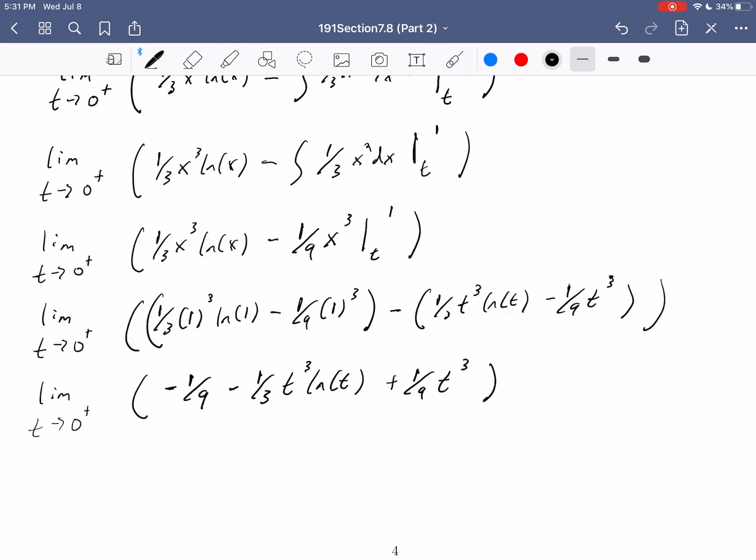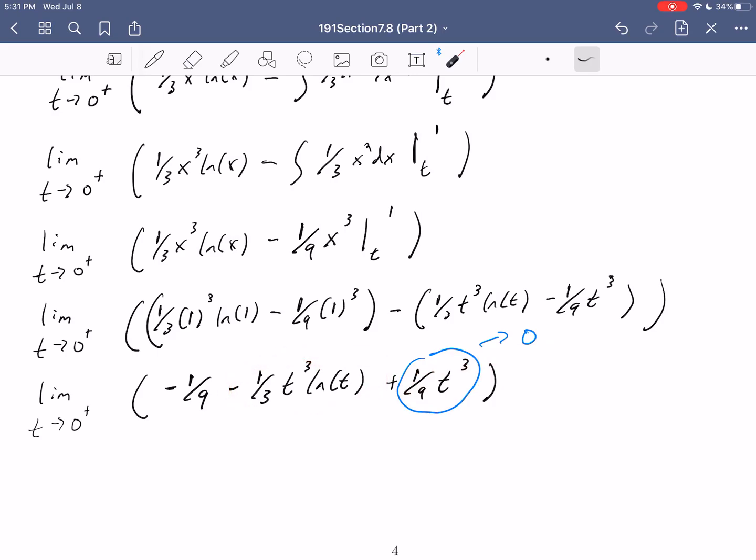Okay, so let's go ahead and take a look at this then. Well, if we take the limit as t goes to 0 plus, this term should be nice and easy. This one right here, we know that this is going to approach 0. Because if you have t approaching 0 and you cube it, it's still going to approach 0, multiplied by 1/9, it's still going to approach 0.